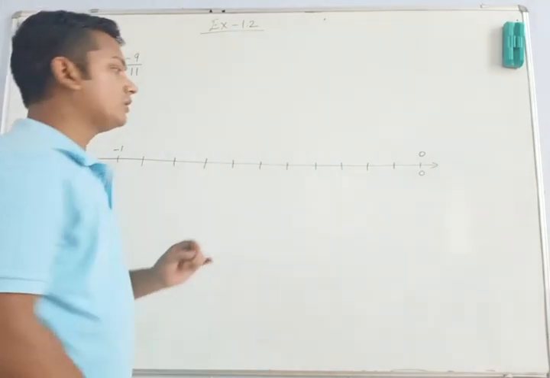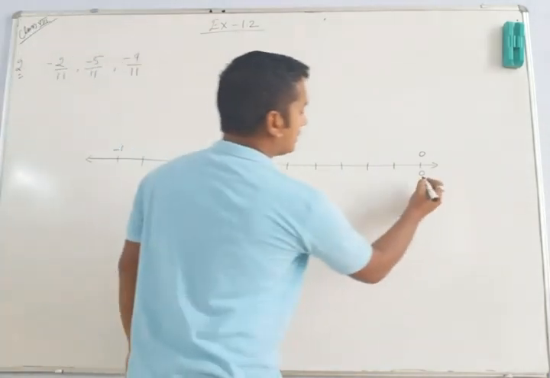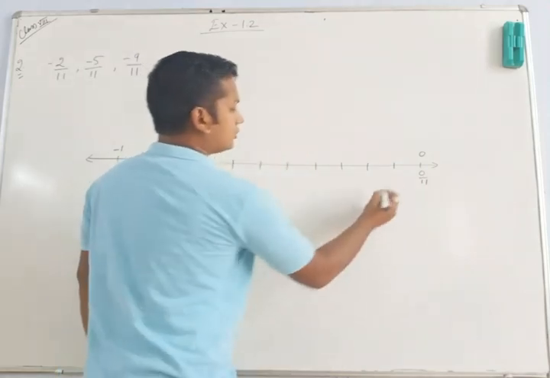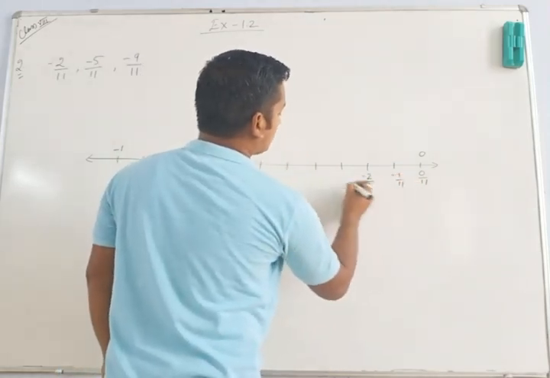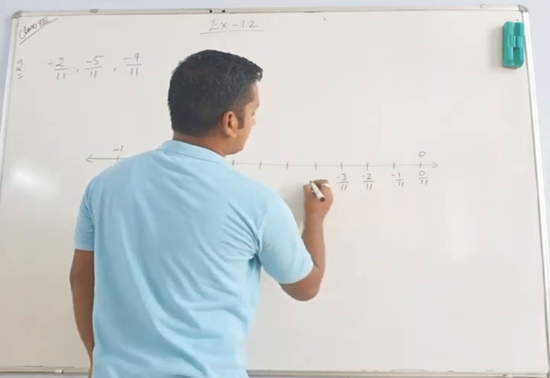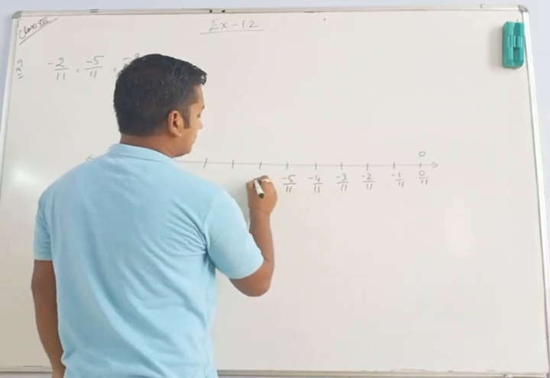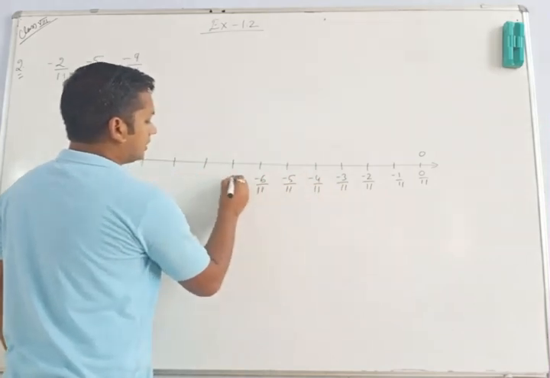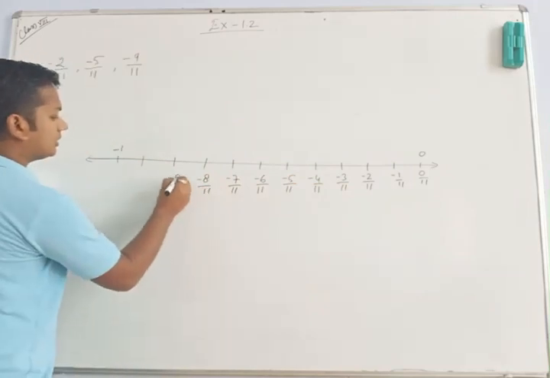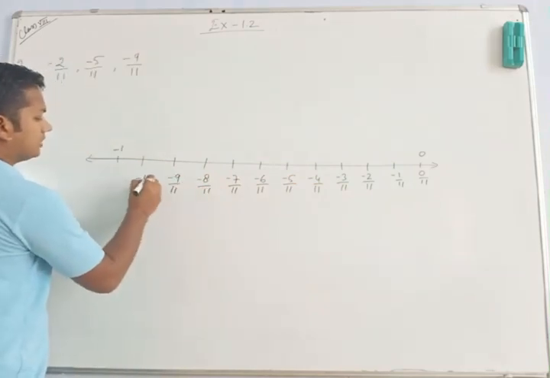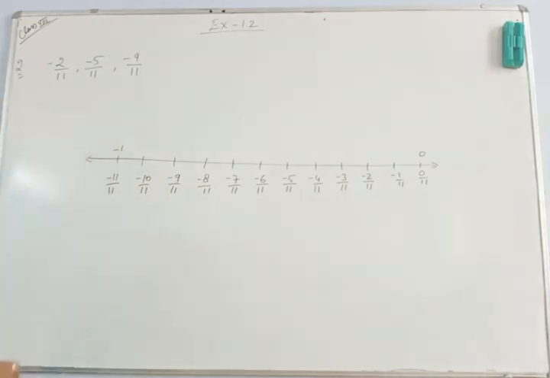Mind it again. Now since there are 11 parts, I will write 0 upon 11, minus 1 upon 11, minus 2 upon 11, minus 3 upon 11, minus 4 upon 11, minus 5 upon 11, minus 6 upon 11, minus 7 upon 11, minus 8 upon 11, minus 9 upon 11, minus 10 upon 11, minus 11 upon 11. That is minus 1.